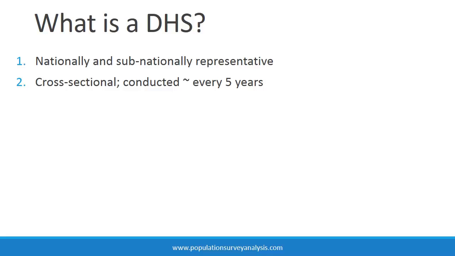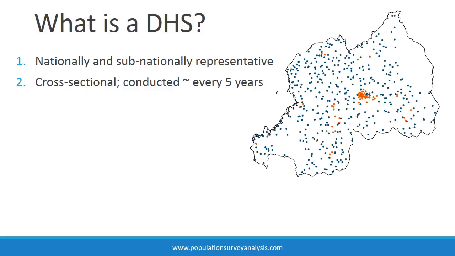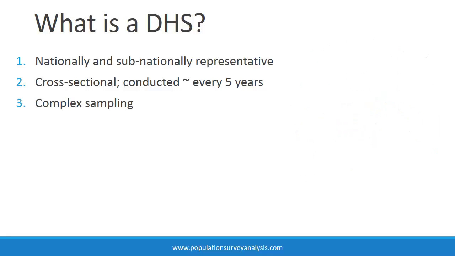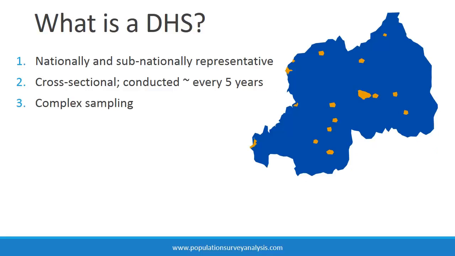DHSs are cross-sectional and repeated approximately every 5 years in low and middle-income countries. This means that entirely unique sets of villages and neighborhoods are sampled each time a DHS is conducted. Complex sampling methods are used. Urban areas, for example, often comprise a small portion of the overall population in low-income countries, but are oversampled in a DHS to ensure that there is sufficient sample size to make urban population estimates.